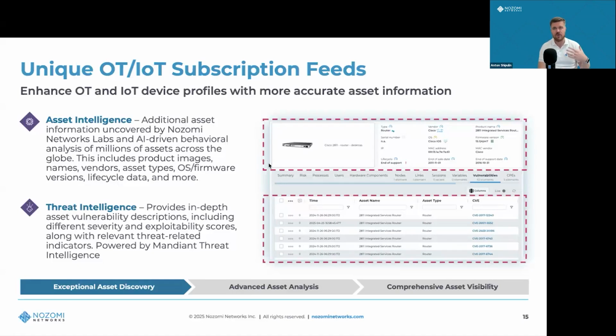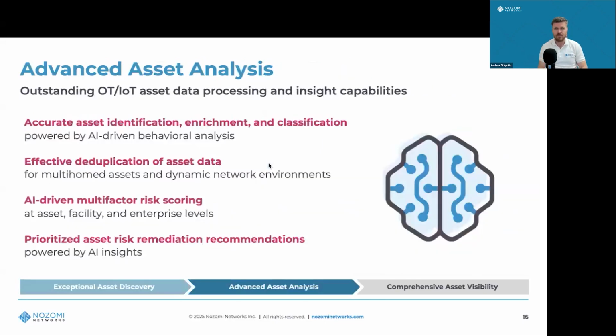publicly. And we also provide threat intelligence, which offers in-depth vulnerability descriptions tied to specific assets, including the severity and exploitability scores of the vulnerabilities, along with the indicators of compromise. But it's not the topic of this call today. We are focusing mostly on asset inventory. And with this wide range of collection methods, Nozomi Networks captures rich asset telemetry across virtually any OT and IT environments. And collecting the data is just the beginning.